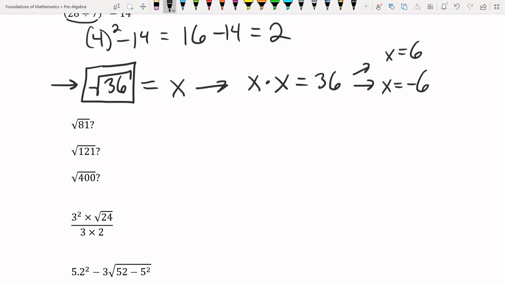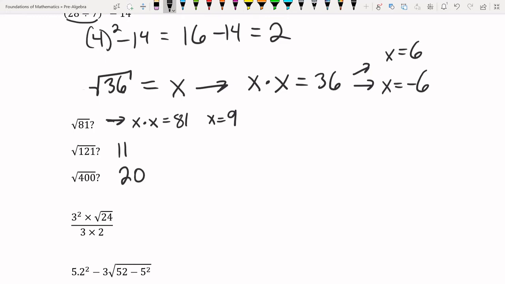It's only when you take the square root of something that you have to worry about considering the positive or negative answer. For instance, the square root of 81. This is asking what positive number times what positive number equals 81, and that would be 9. The square root of 121 is going to be 11, positive 11. The square root of 400 is positive 20.